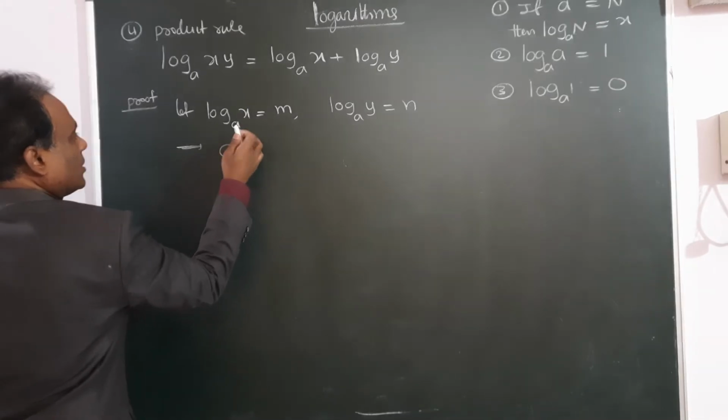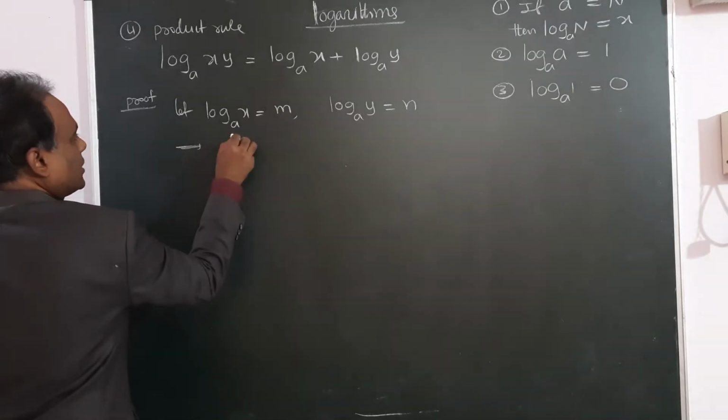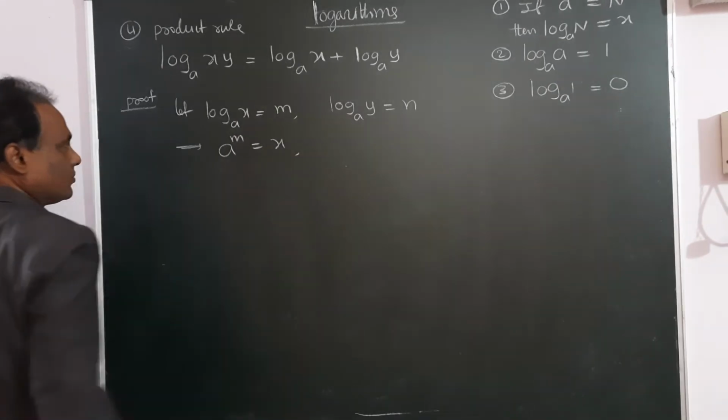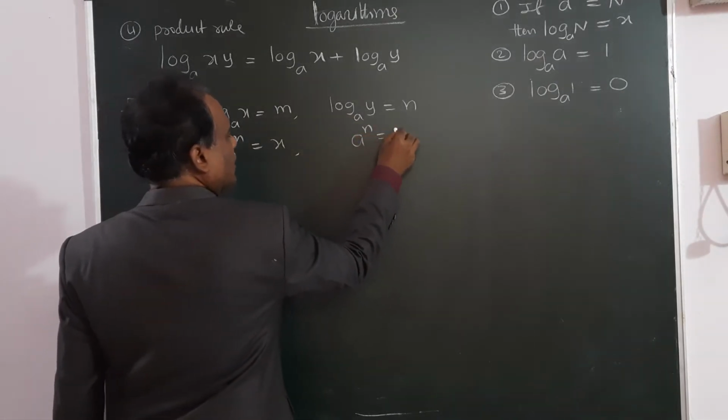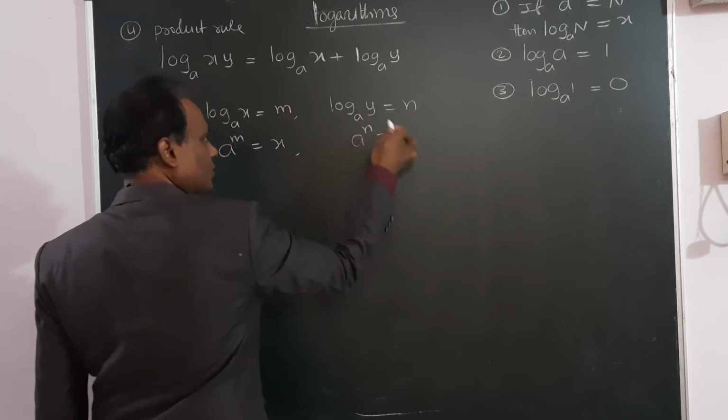How to remove the logarithm? The base will remain base, and this will come on the power. A power m is x. And here also, a power n is equal to y.